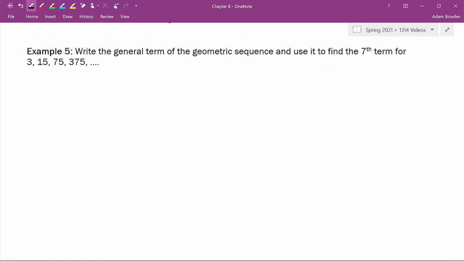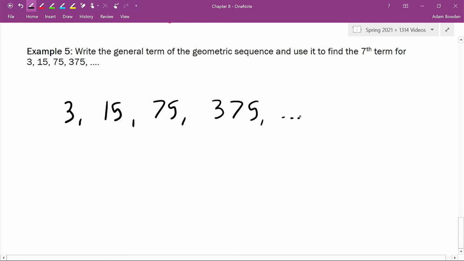On this one, it says, write the general term of the geometric sequence and use it to find the 7th term for the sequence that goes 3, 15, 75, 375, and so forth. So we notice how the very first term, the a1, is equal to 3. And then we have to look how the numbers are changing each time. To go from 3 to 15, you multiply by 5.